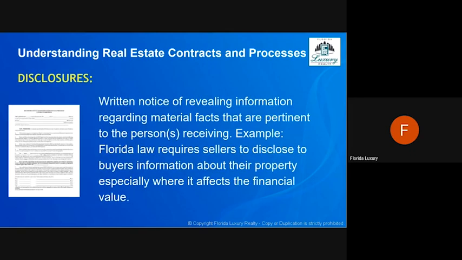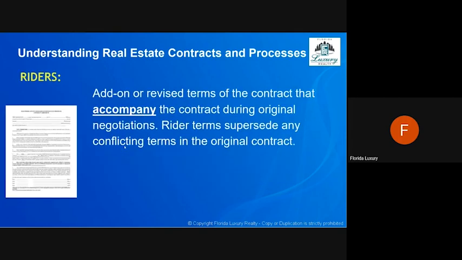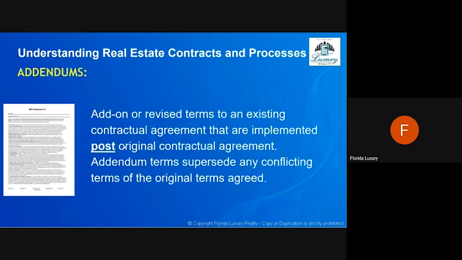And then a disclosure is basically exactly what it says. It is disclosing information. So things like a sinkhole disclosure. It says that I'm not aware of any sinkhole activity, or I am aware of sinkhole activity. It's being disclosed. Can you say rider? So a rider is anything that accompanies the contract. So things like HOA, thank you. HOA rider and things like that.